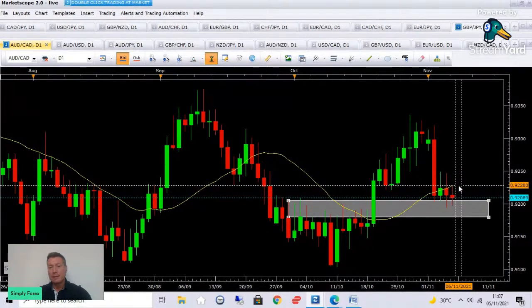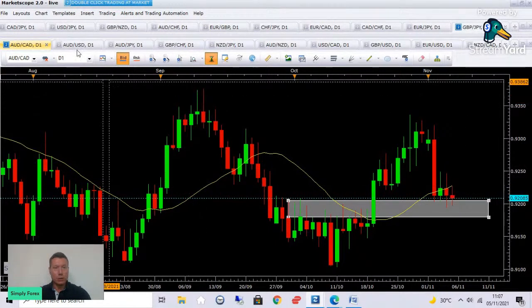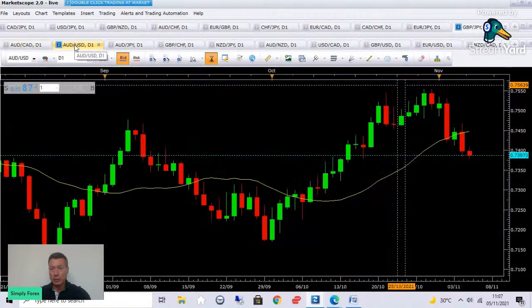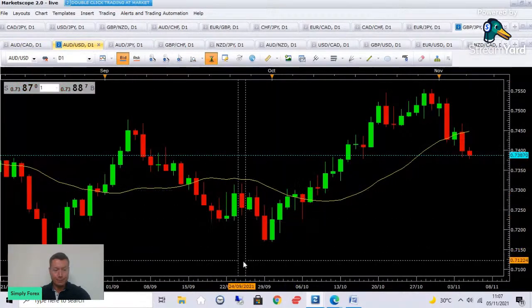So if I can't see how I can short the market, or I can't see how I can long the market, then I just won't trade it. So Aussie dollar CAD, no trade. Okay, let's look at the next one, Aussie dollar US dollar.